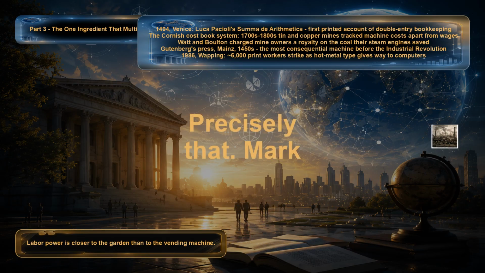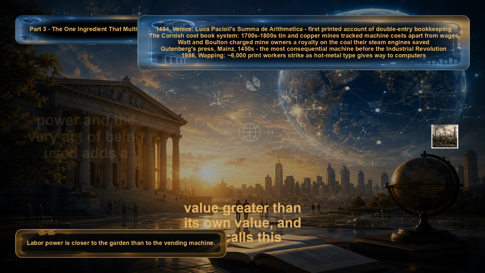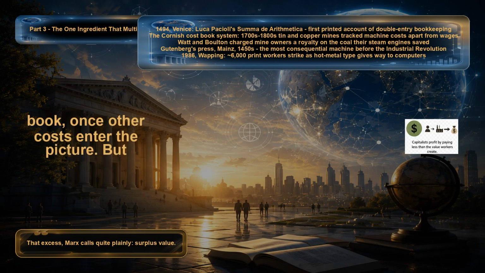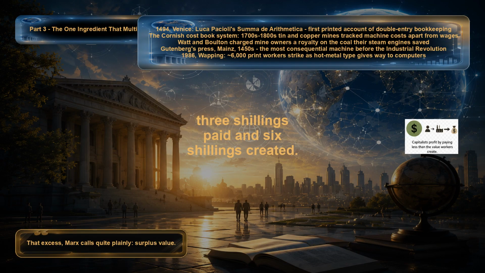Precisely that. Marx states the general principle behind this cleanly: labor power, in the very act of being used, adds a value greater than its own value, and he calls this excess, quite plainly, surplus value. Not profit yet, not quite, that word comes later in the book, once other costs enter the picture. But this is its birthplace right here, in the gap between 3 shillings paid and 6 shillings created.